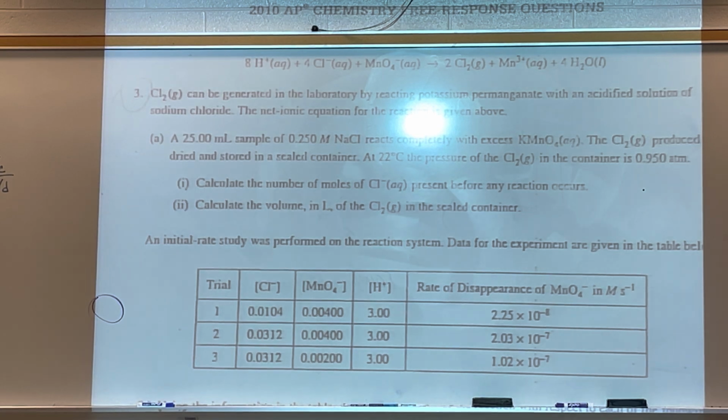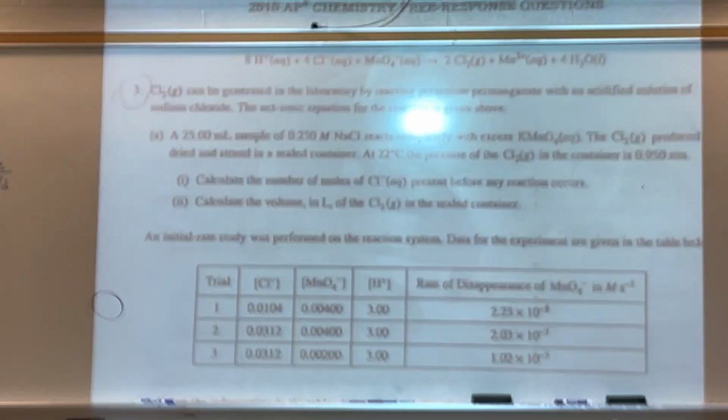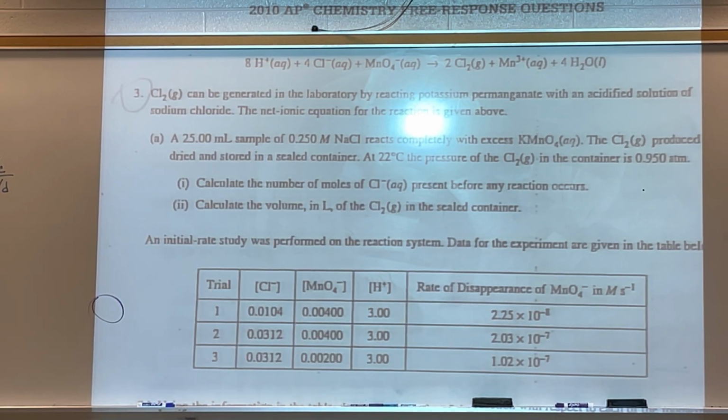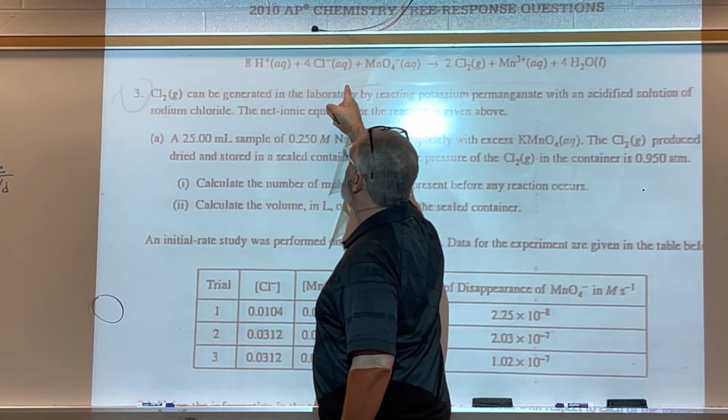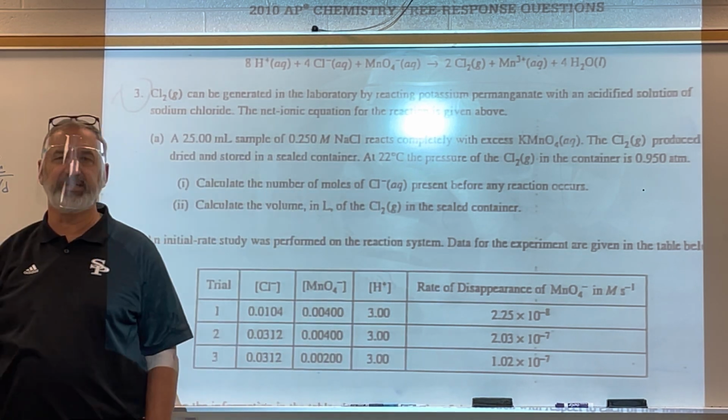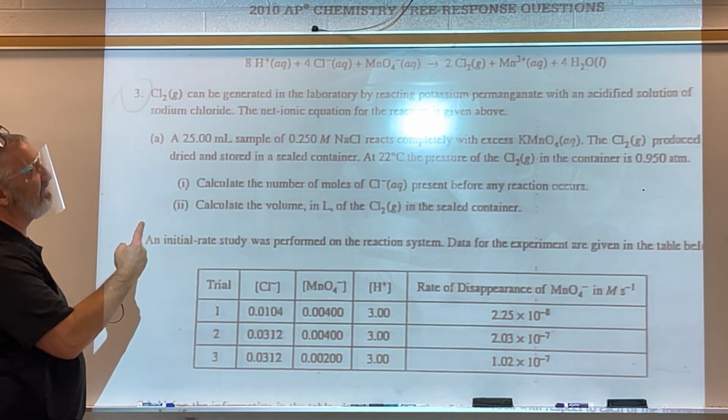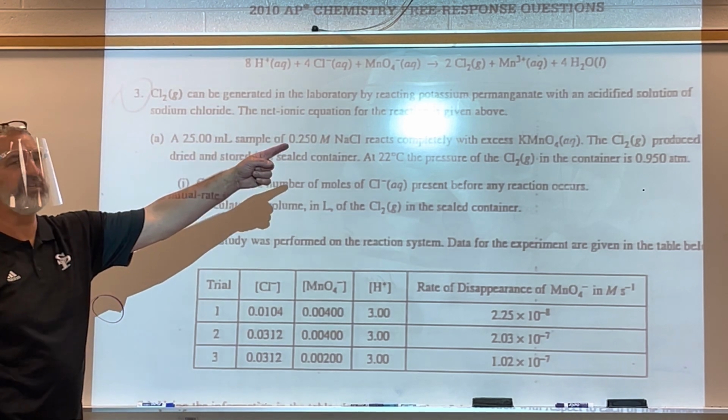All right, chlorine can be generated in the lab by reacting potassium permanganate, that's pretty potently poisonous, purple potassium permanganate, which we're going to use later on this year, with an acidified solution of sodium chloride. Where in this equation does it say, how do I know there's an acid in here, when it says an acidified solution? What part of that equation tells me there's an acid?